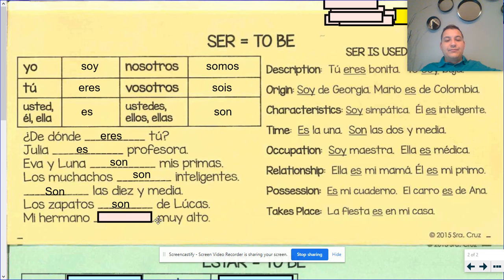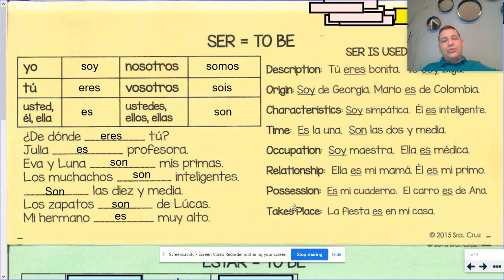Let's see the last one. Mi hermano, muy alto, relationship. But at the same time, he's actually describing here. The description, right? Physical description. He is very tall, very tall. Mi hermano es muy alto.